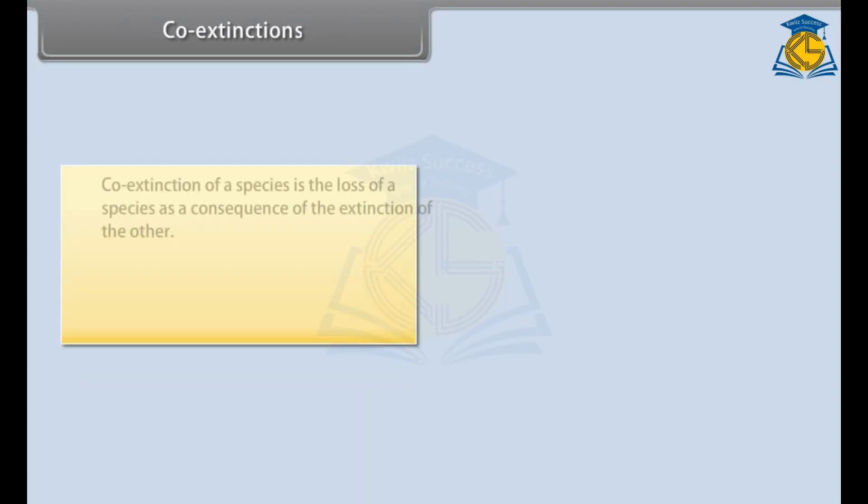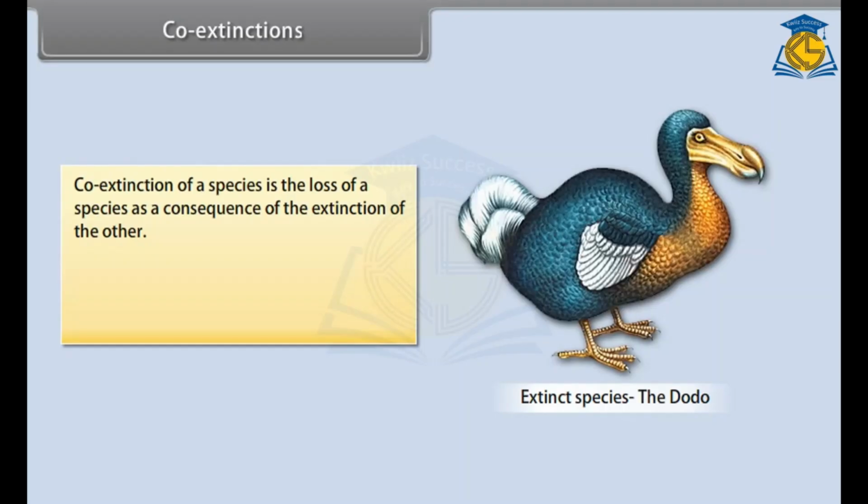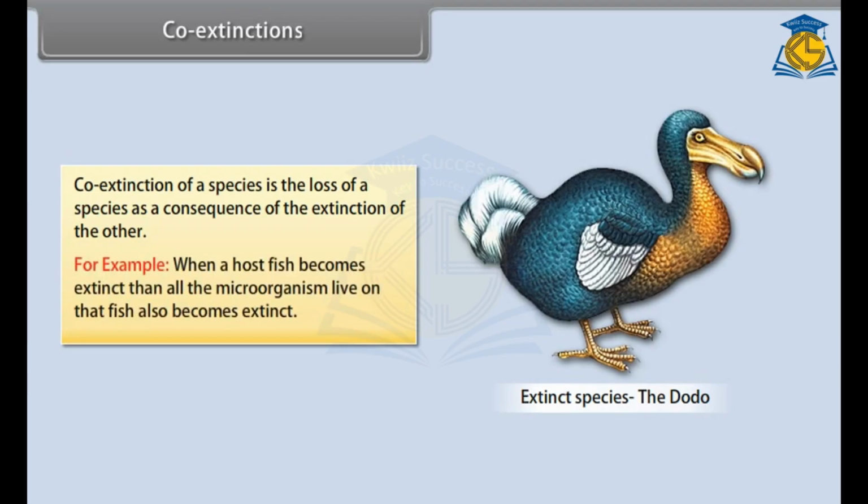Co-extinctions. Co-extinction of a species is the loss of a species as a consequence of the extinction of another. For example, when a host fish becomes extinct, then all the microorganisms living on that fish also become extinct.